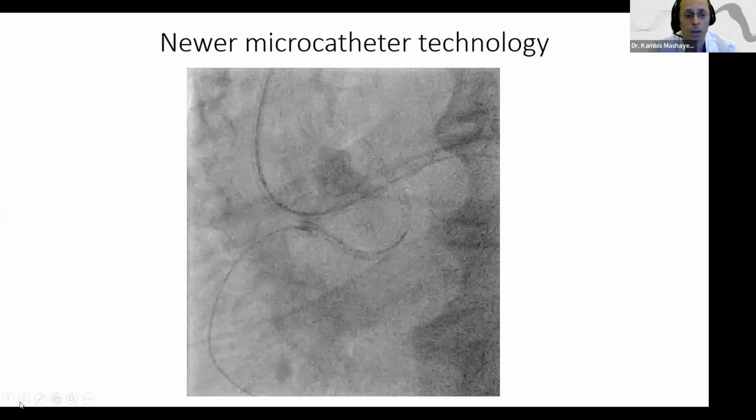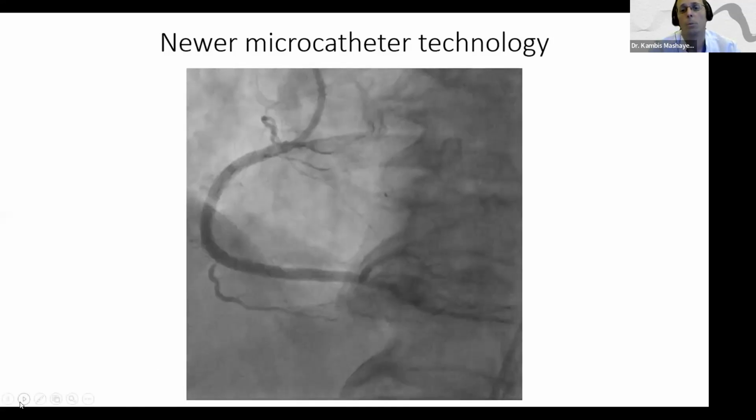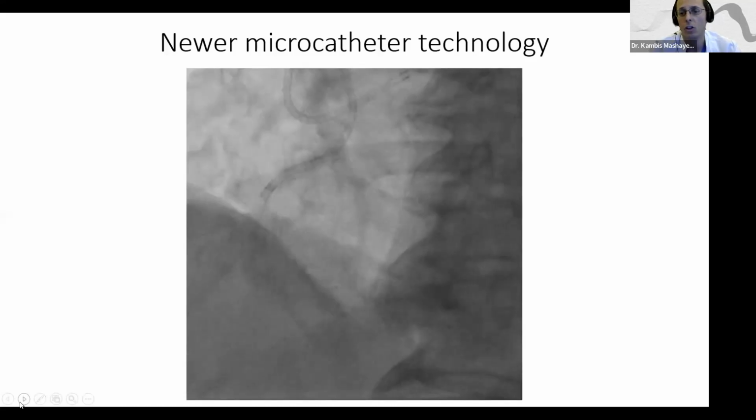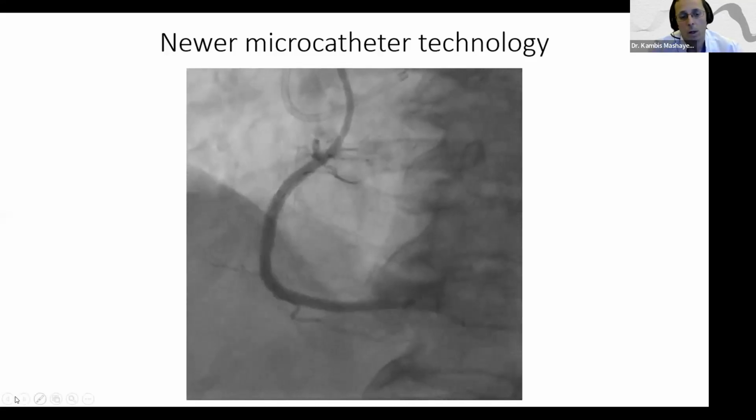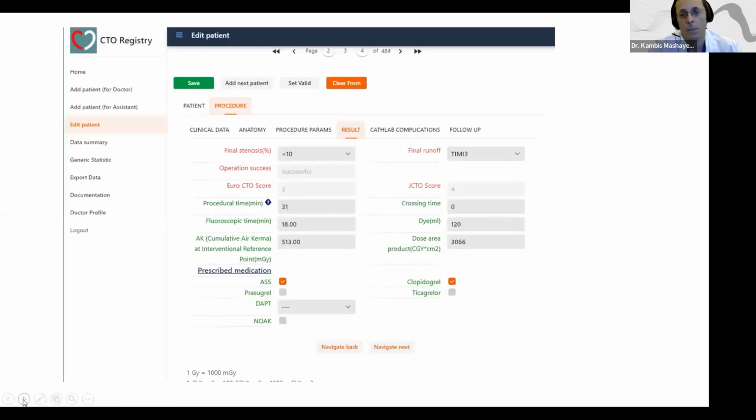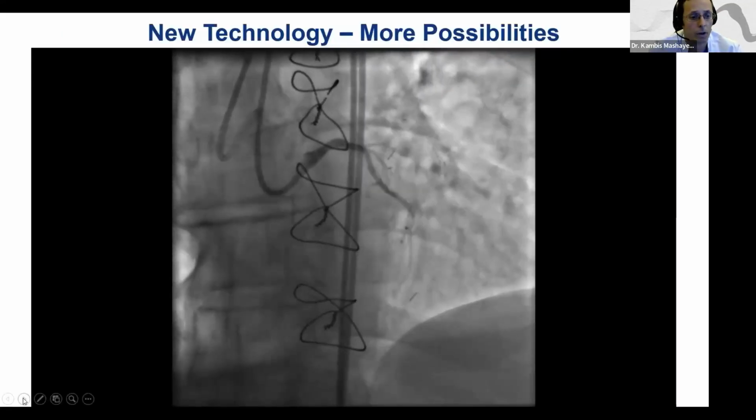So now the next is, you can even save the externalization wire, and I took the Sion Blue again. I just do the tip-in, and this is how a procedure can be very efficient, very cheap, and also very economical. And I think, well, this is our basic approach for RCA. So the procedure took 31 minutes and 8 minutes fluoro time. So it can be very, very fast.